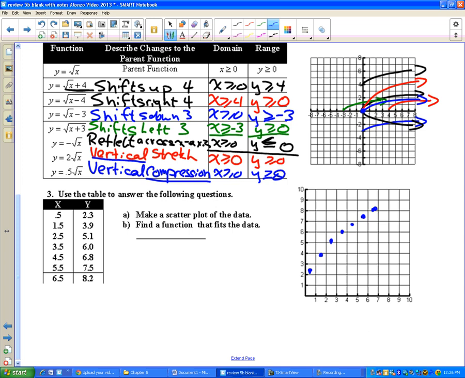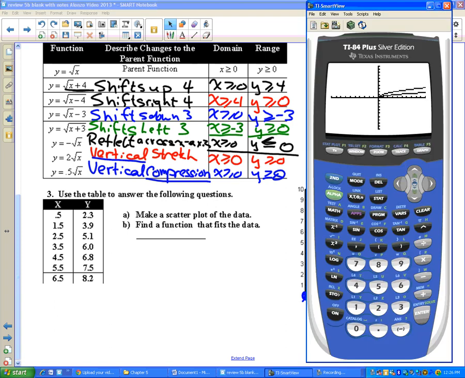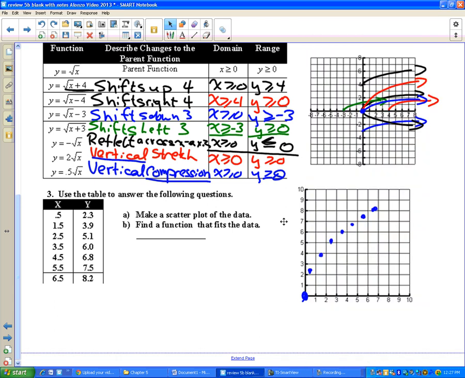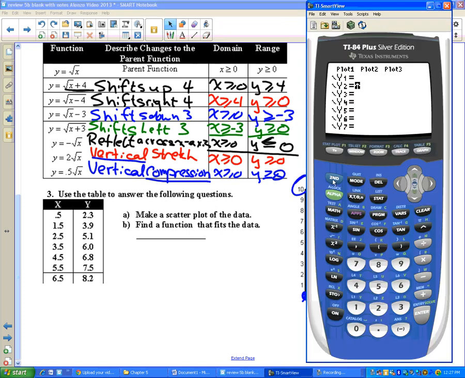Now remember, the one point that they don't give you that we need to remember is that we are assuming it is going through 0, 0. This is a square root function. So I need to put these into my calculator. So I'm going to go back to my calculator. I'm going to y equals. I'm going to clear out my y1, my y2. The nice thing is that on this table, I have a nice XY picture. So let's go ahead and get this into my calculator.